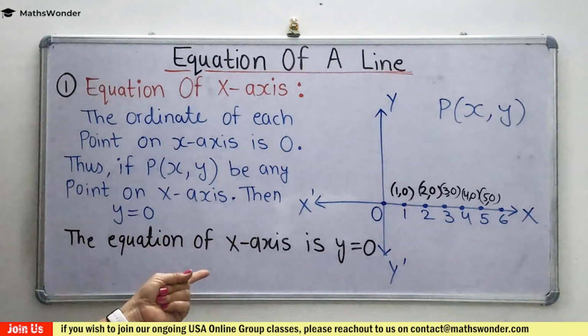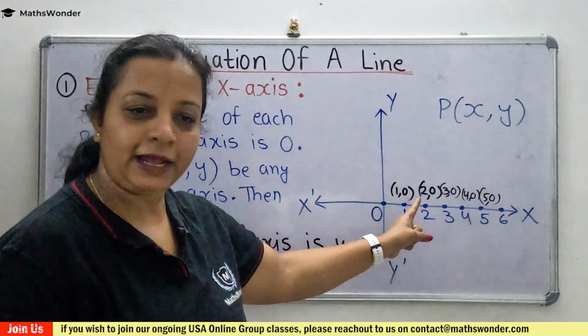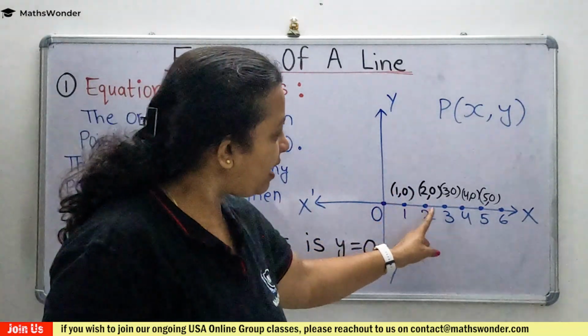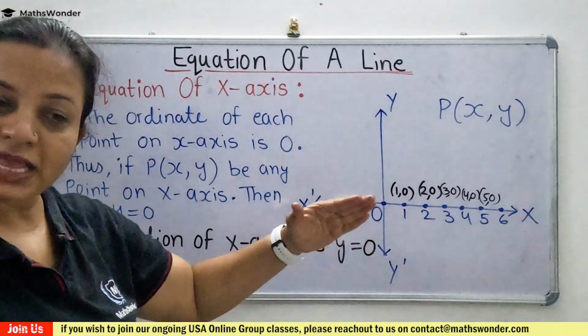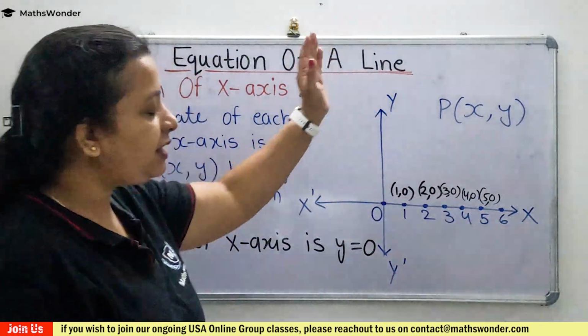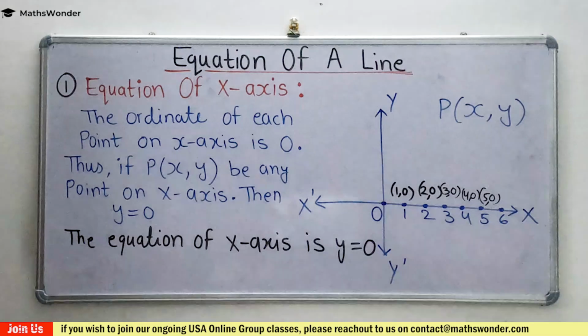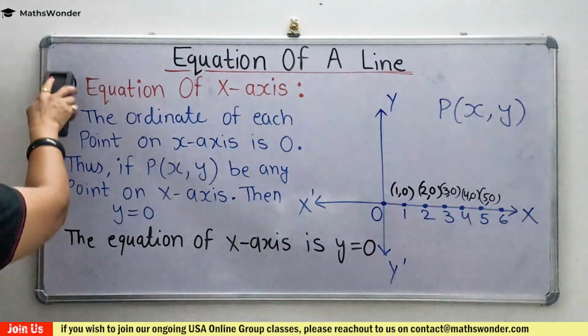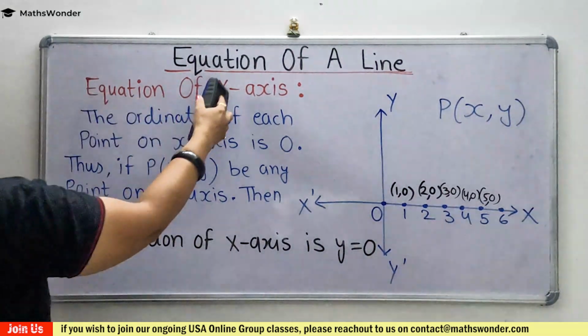Why is y equal to 0? You must know it. Okay? Because on every part of the x-axis we have some value of x, but y is 0 for all. Same if we go towards the y-axis. Now write down the equation of the y-axis.